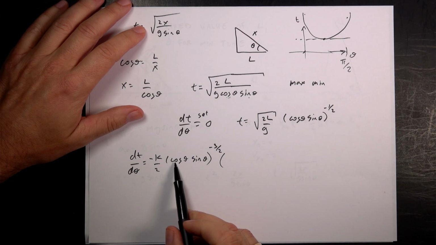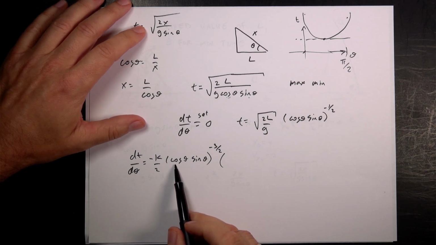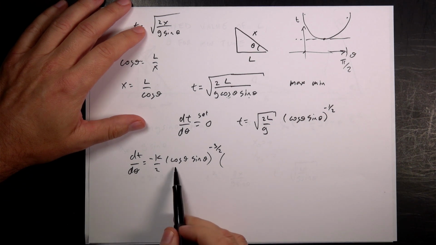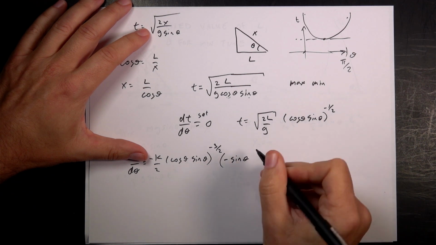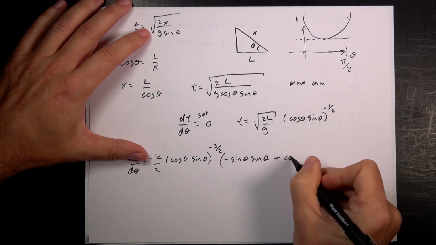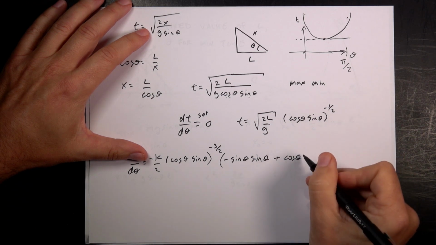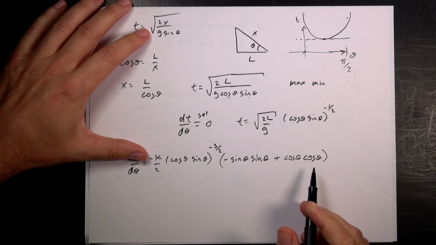So the derivative of cosine theta sine theta, I have to use a product rule. So the derivative of cosine theta with respect to theta is going to be negative sine theta times sine theta, plus cosine theta times the derivative of sine theta, which is cosine theta. That looks nice. Oh, not quite.